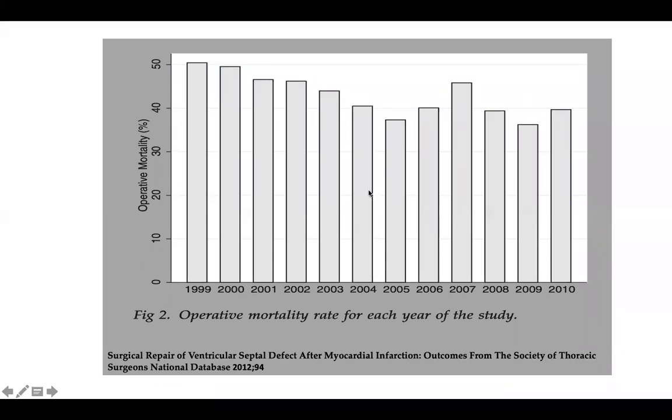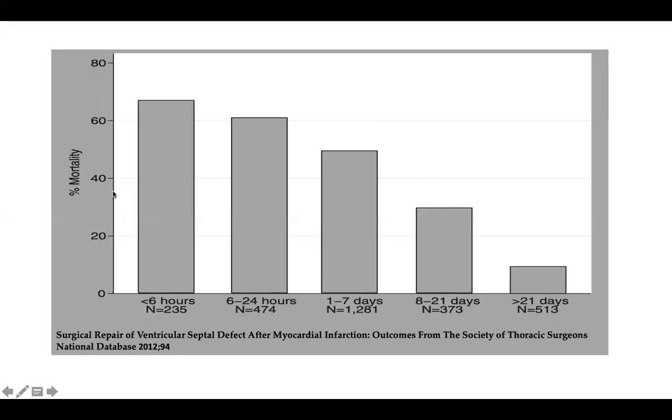So overall mortality is 40%, right? But if you operate in less than 6 hours, you can see the mortality. Then within 1 day, within 1 week, within 3 weeks, and after 3 weeks, there is drastic improvement. But while waiting, you may lose patients. So this is a bias, this is just a different center, so it may be biased.